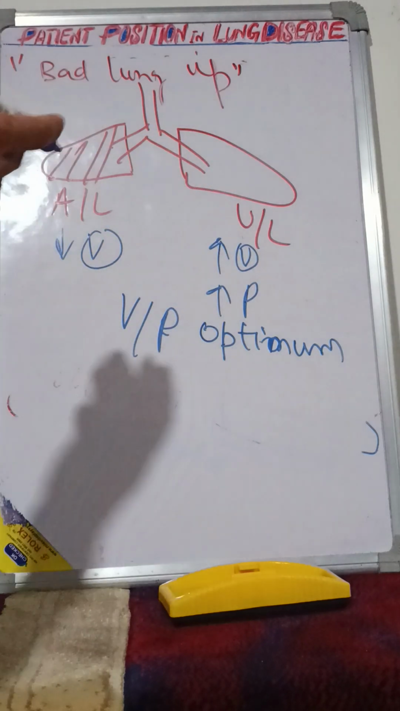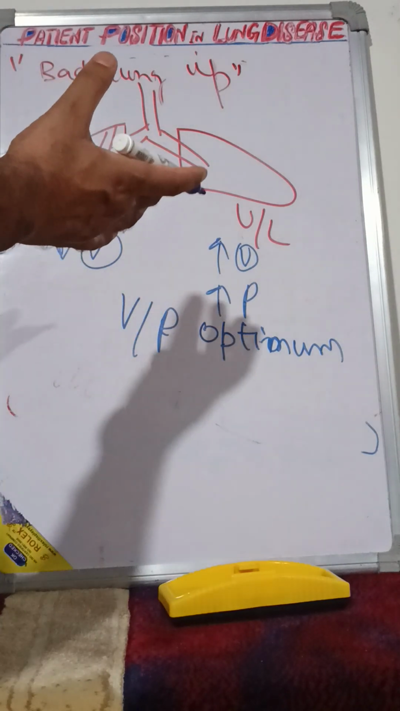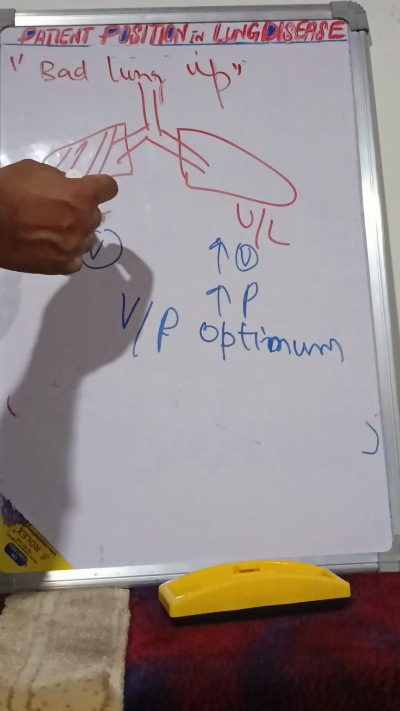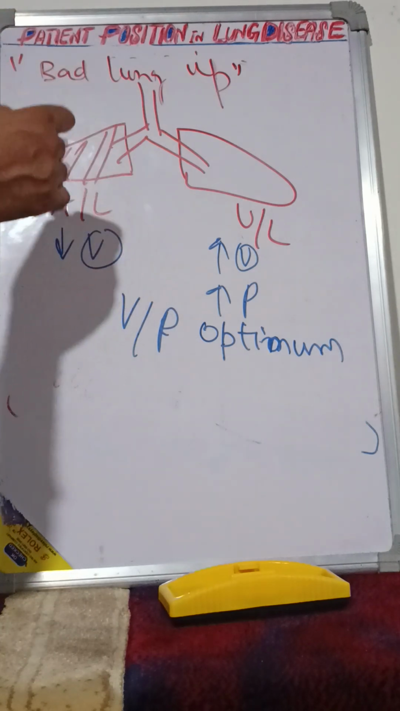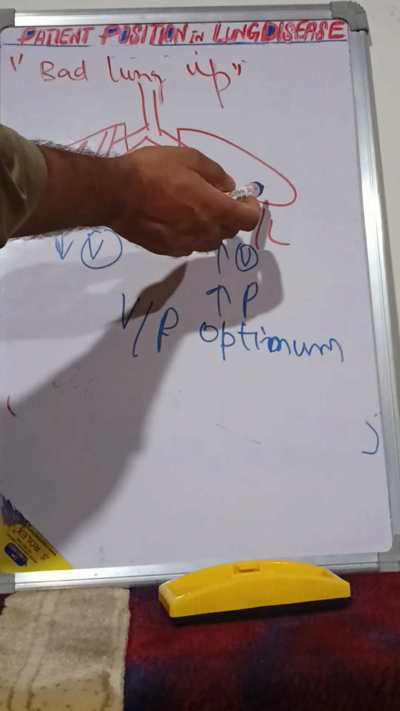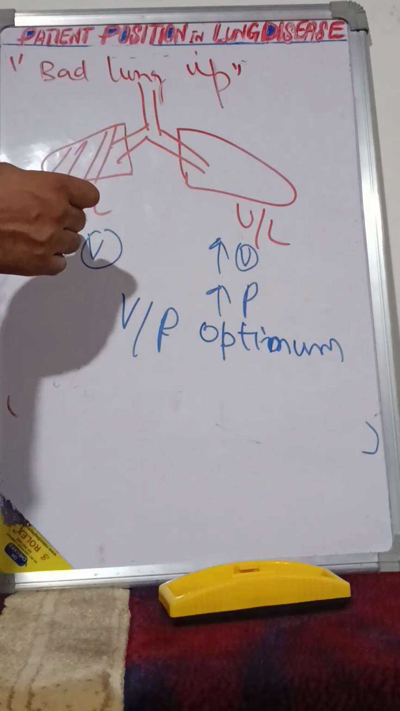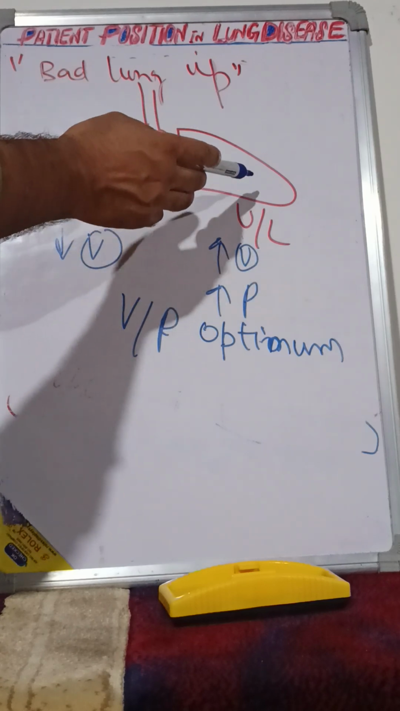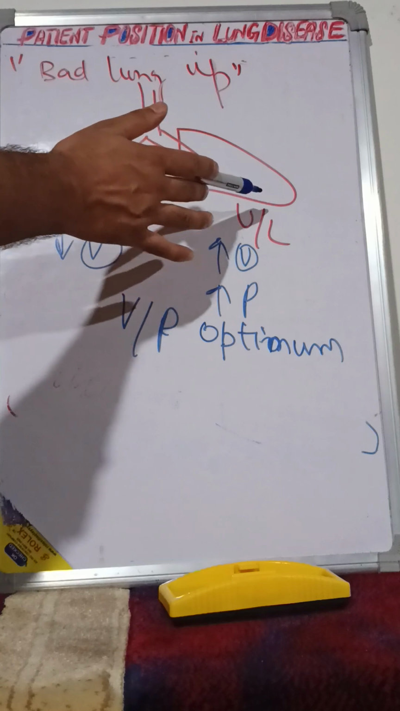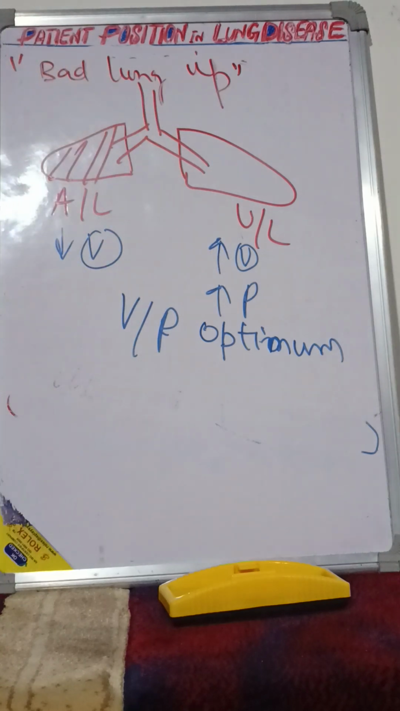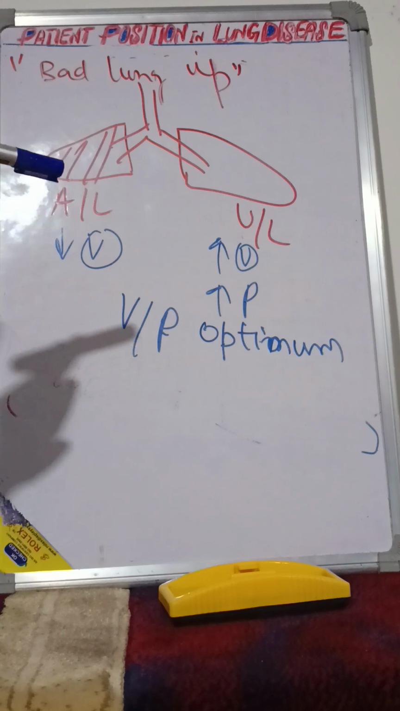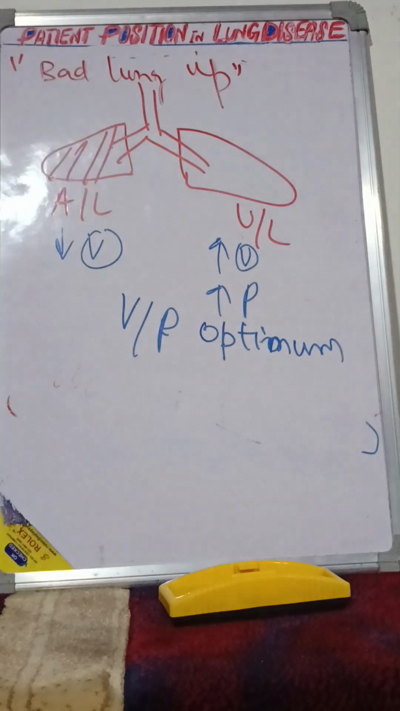On the other hand, if you keep the affected side lung downwards, the perfusion will increase towards the affected side lung, but ventilation is greater towards the unaffected side. It will not optimize the ventilation perfusion ratio. This is the reason behind bad lung up.